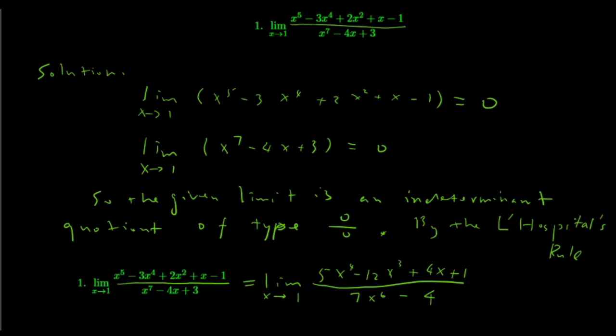So the given limit is now converted to a new limit. The new limit is calculated using L'Hopital's rule. The new numerator is the derivative of the old numerator, and the new denominator is the derivative of the old denominator. Now, what's the answer to the new limit?